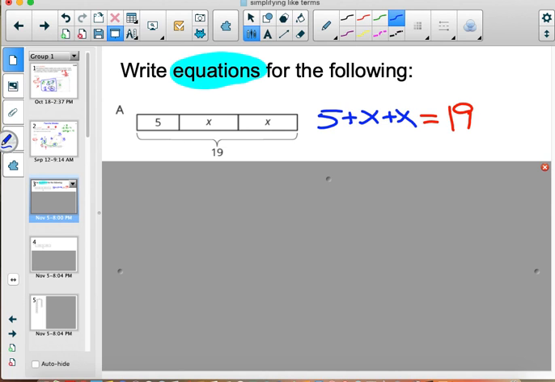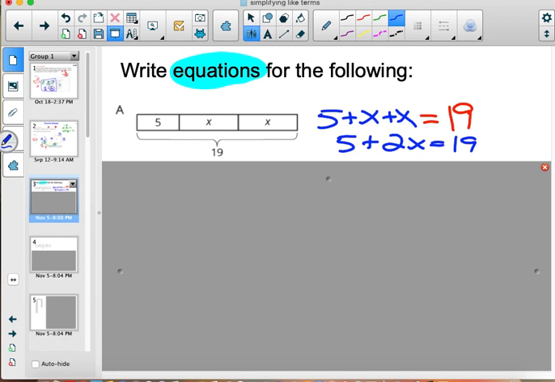So what's another way I could write this that means the same thing, maybe a little simpler looking? Ben? 5 plus 2x. 5 plus 2x equals 19. That's right. That is a two-step equation. What would x equal? Anybody do the math on it? Brandon? X would be 7.